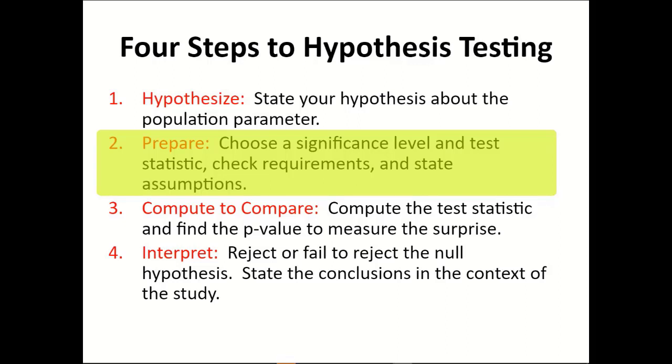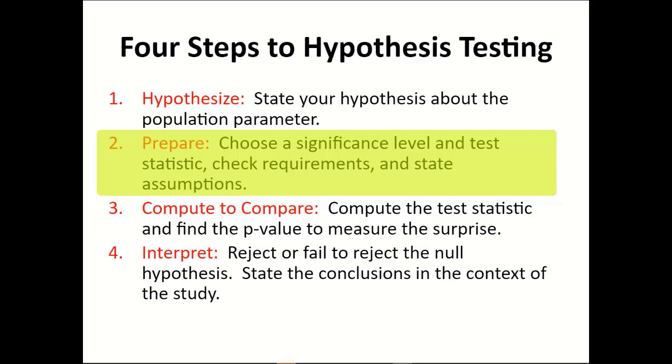So during the prepare step, you're going to do a variety of things. You're going to choose the significance level, and you're going to find the test statistic for that significance level. To do this, you will also need to decide whether you need a 2-tailed or a 1-tailed test. And if you need a 1-tailed test, do you need a left 1-tailed test or a right 1-tailed test? You may have to calculate the standard error for your sample during this time as well.